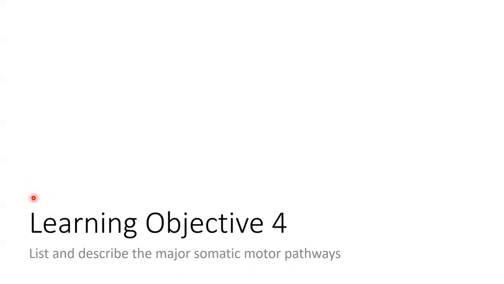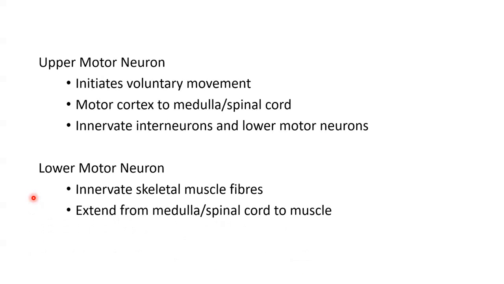Same for learning objective number 4. So learning objective number 4 is to list and describe the major somatic motor pathways. What I would like you to understand for these is the name of the pathway, what muscles it innervates, and the general pathway of those tracts.